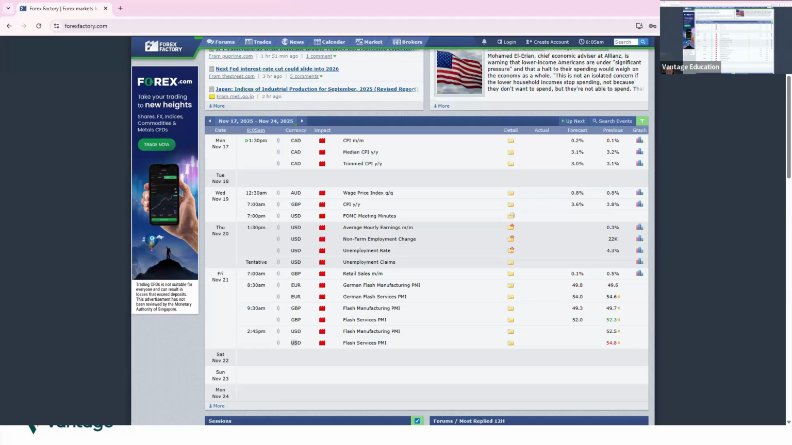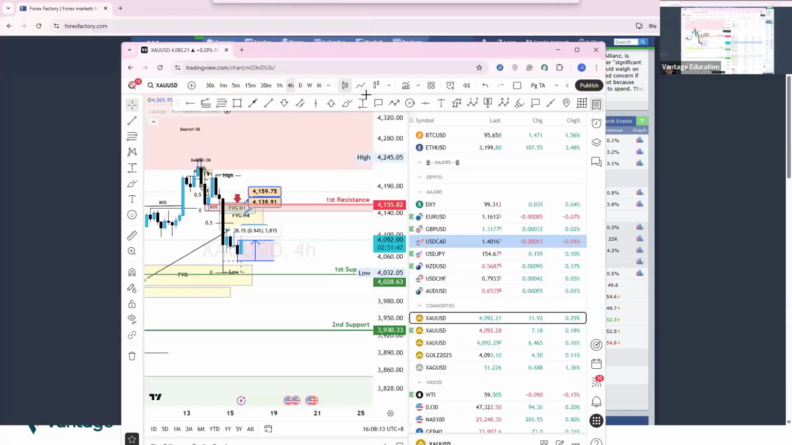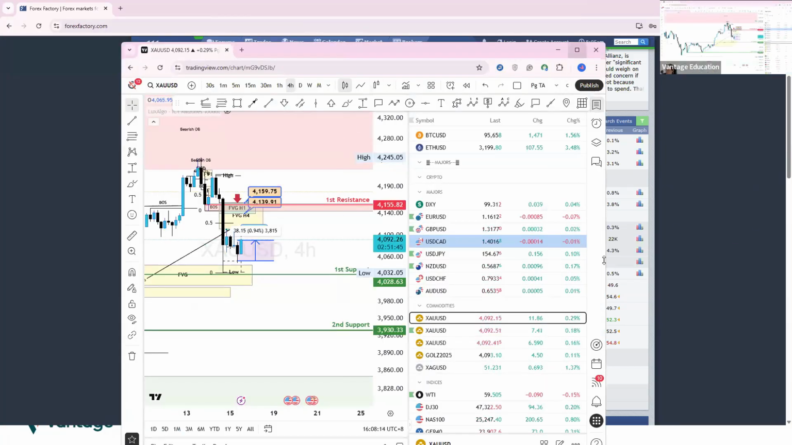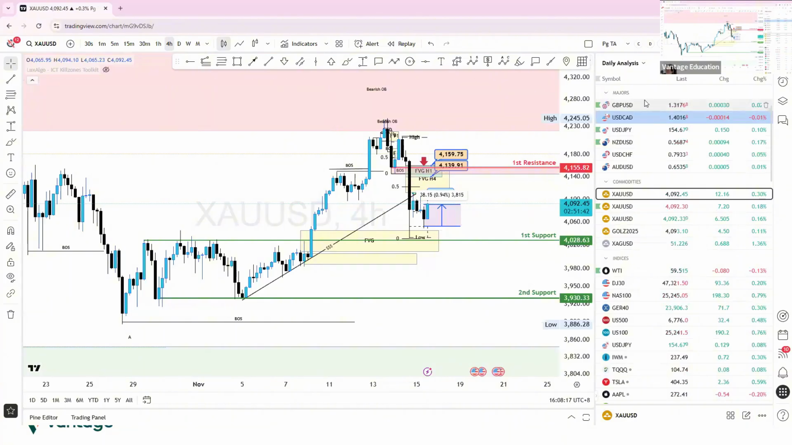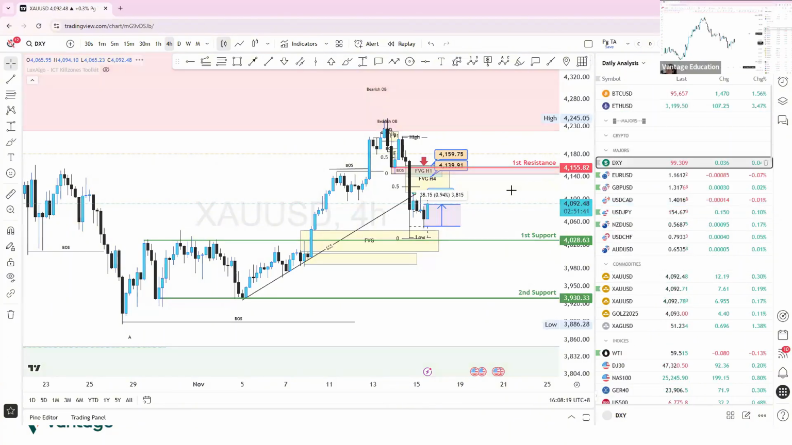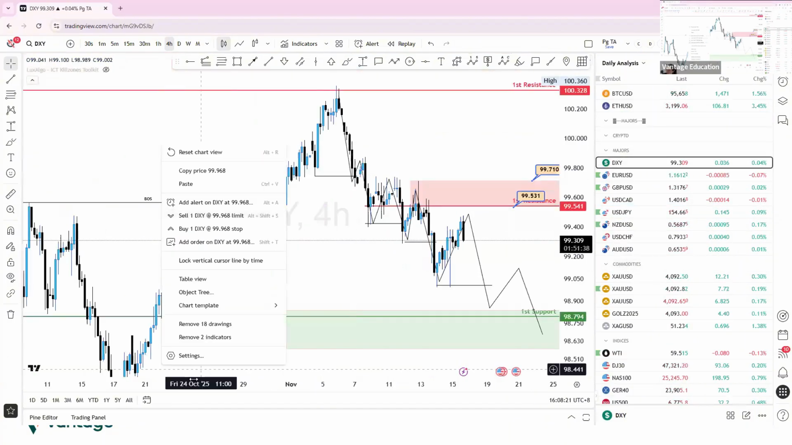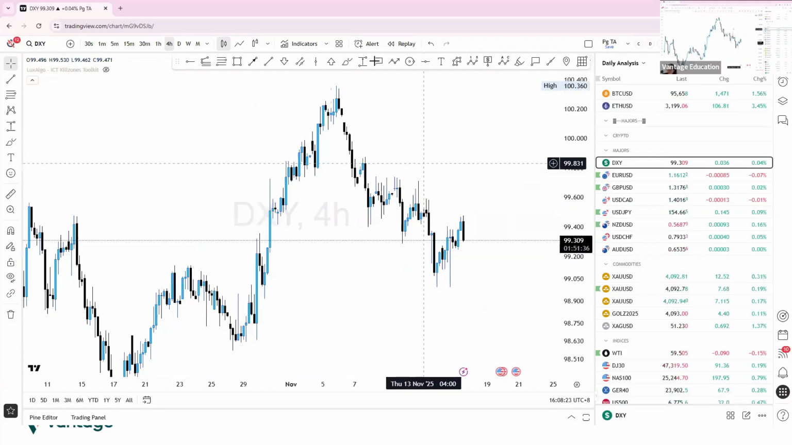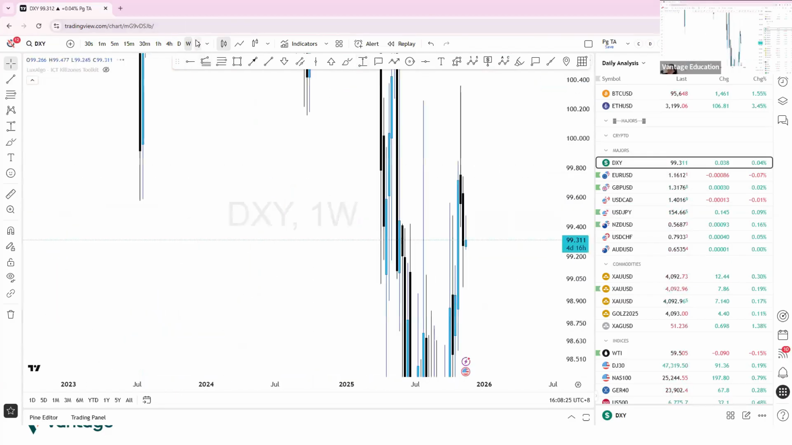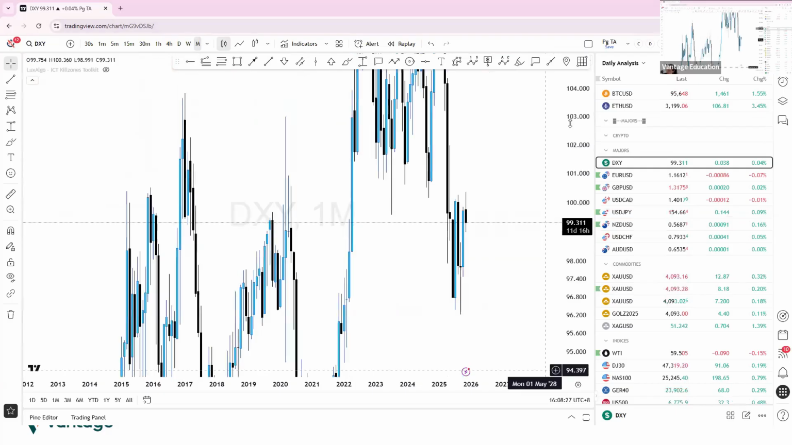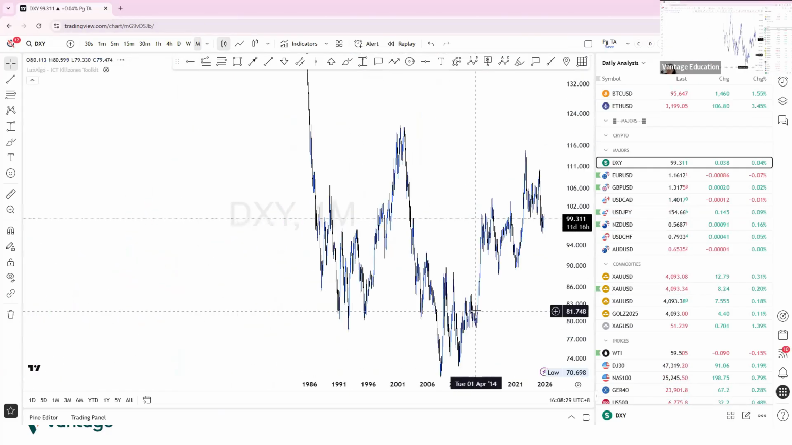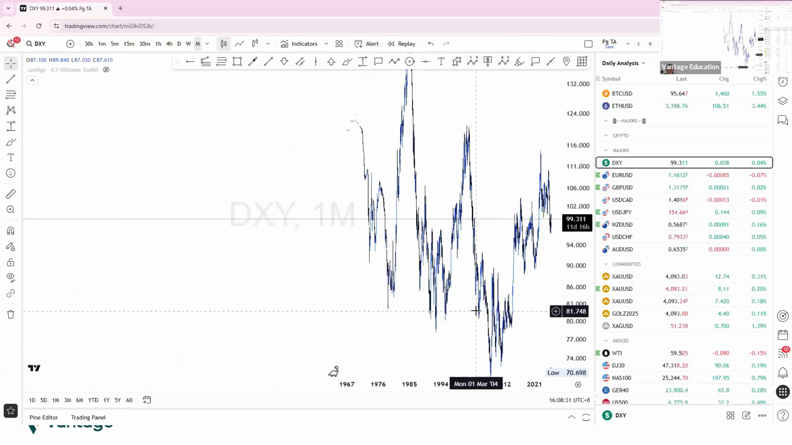Let me pull out. I'm going to do the top-down analysis. Actually, this morning I did that, but I'm going to do it again. These are my goals. I'm going to start out with the dollar. For the dollar, let me look at the overall market structure. Let me look at the higher time frame. Every time we're going to look at the higher time frame because we want to know the direction.